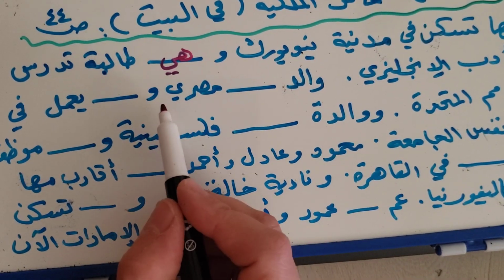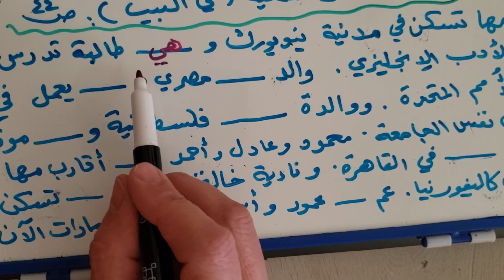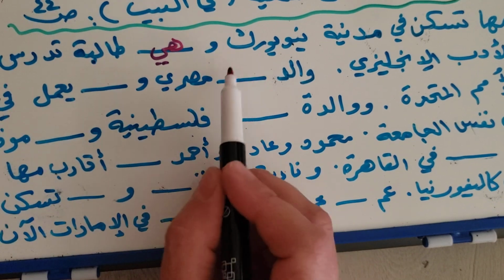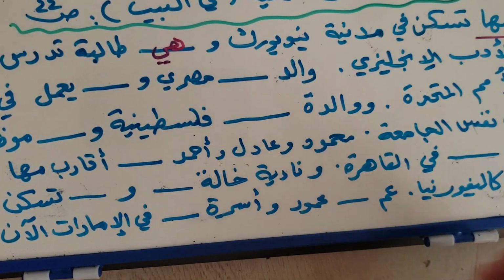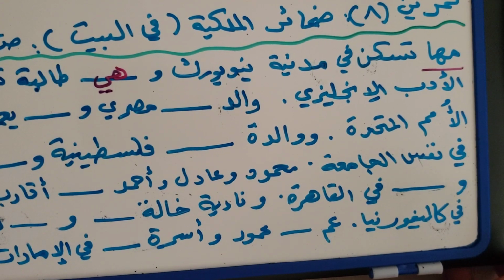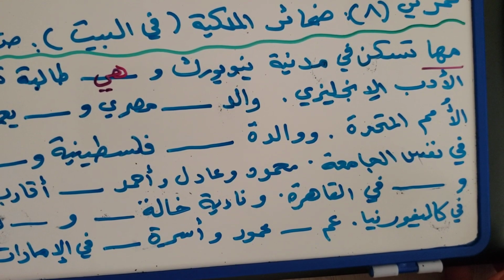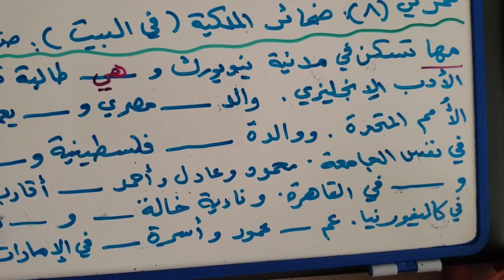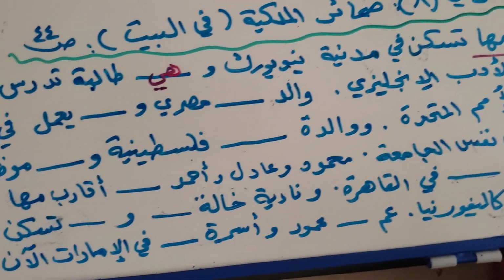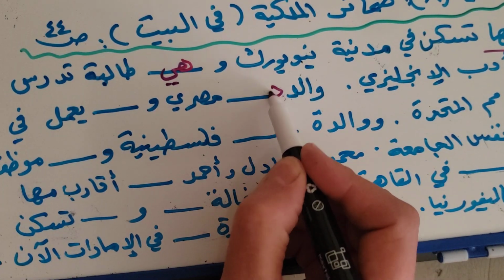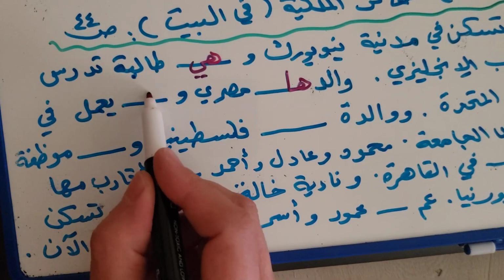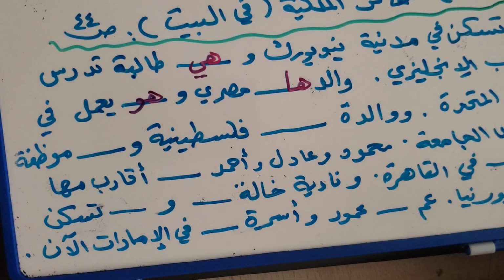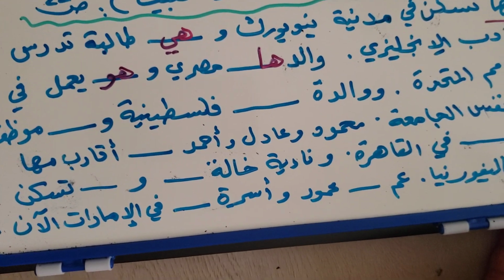والد مصري. So we're talking about her father. So instead of saying والد مها is Egyptian, we don't want to keep repeating مها because we mentioned her name in the beginning of the passage. So now I'm going to refer to her with a possessive pronoun. Her father is Egyptian. So والدها مصري. And he works وهو يعمل في الأمم المتحدة. He works at the United Nations.